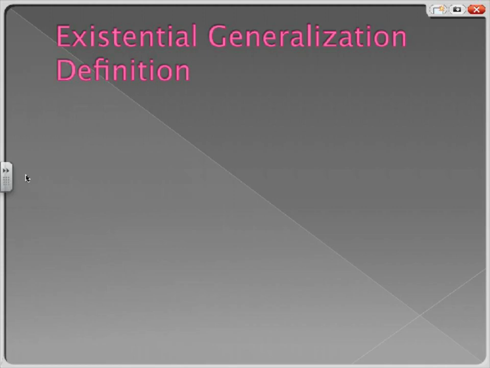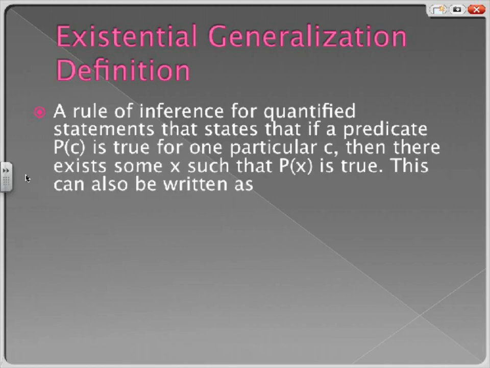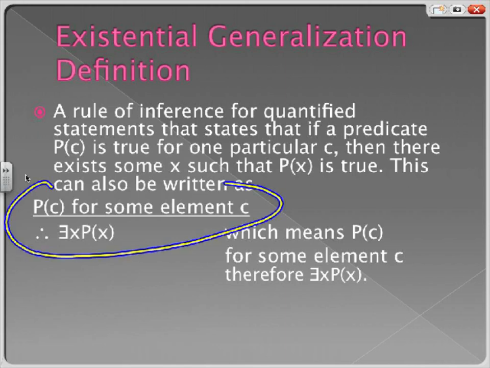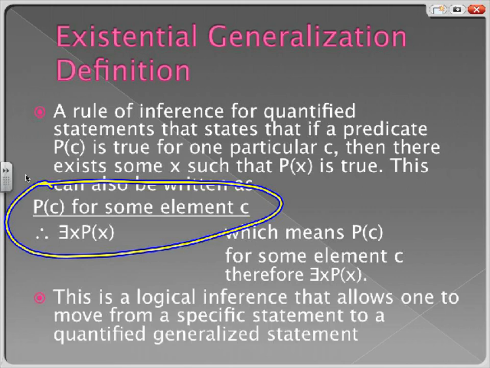Alright, next up is existential generalization, and the definition for that is a rule of inference for quantified statements that states that if a predicate, P of c, is true for one particular c, then there exists some x such that P of x is true. This can also be written as P of c for some element c, therefore there exists x such that P of x. This is a logical inference that allows one to move from a specific statement to a quantified generalized statement.